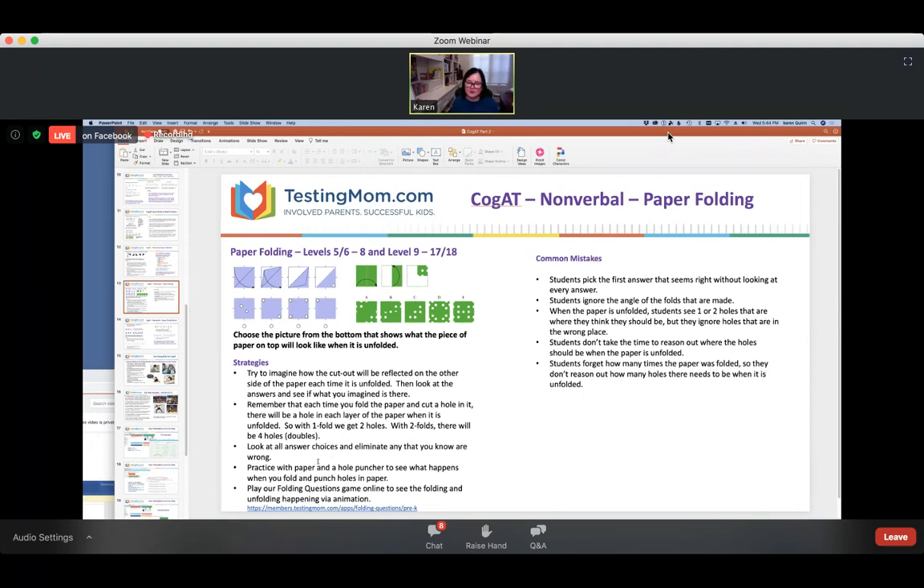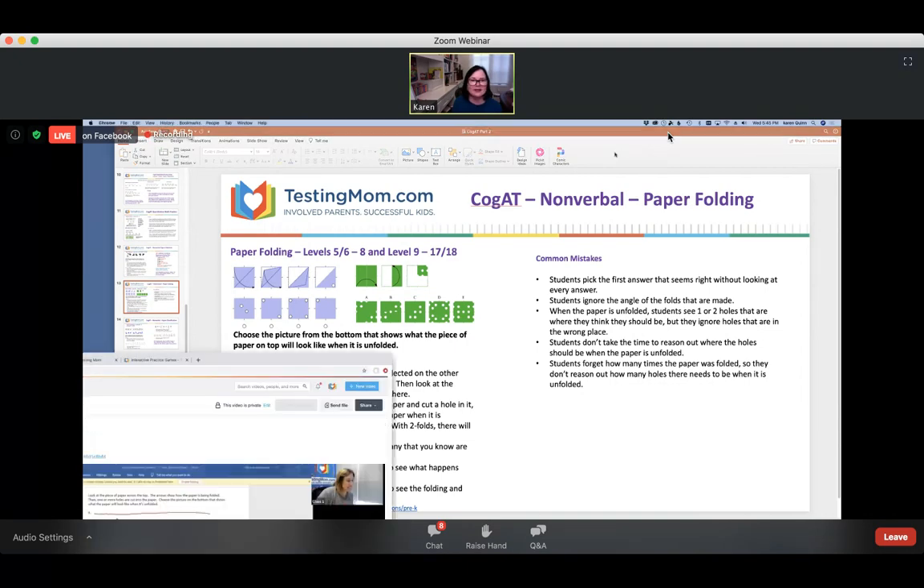If they have trouble with these, use real square pieces of paper and fold them and put holes in them, and then see if they can describe what it's going to look like when you open it up. Sometimes they need to see it physically to help them answer these questions. The other thing is we have a folding question game on our website. In fact, I can show it to you really quickly.